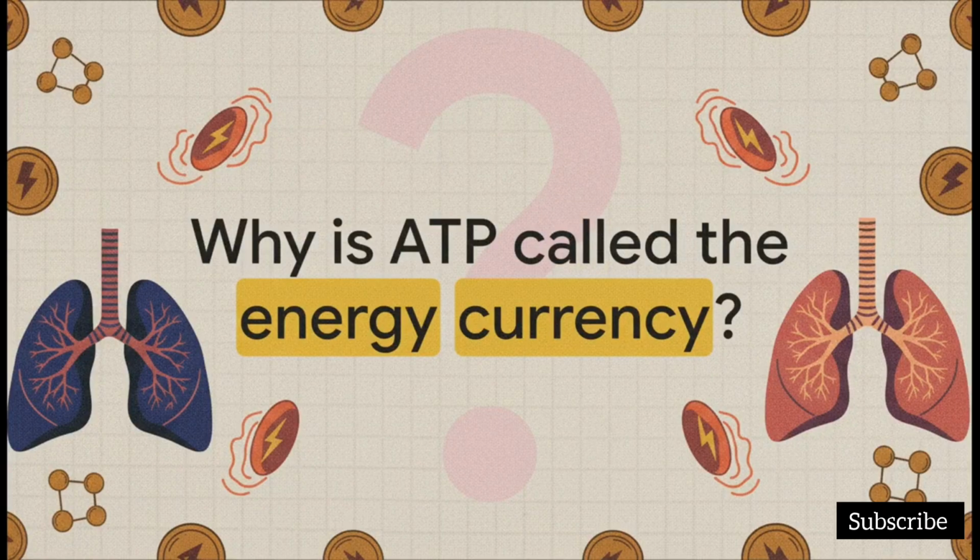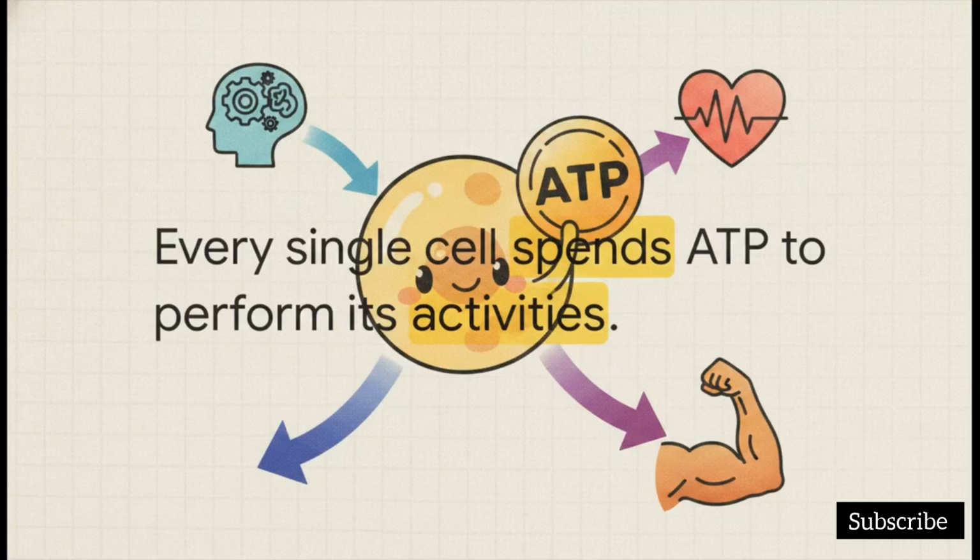In the final big question for our review, why exactly do we call ATP the energy currency? Well, just like we literally have to hand over cash to buy groceries, every single cell in your body has to spend ATP to get anything done. Thinking, moving, digesting, ATP is the ultimate universal battery that powers the whole shebang.